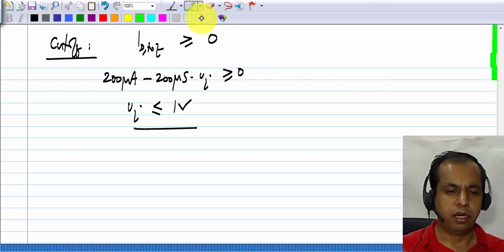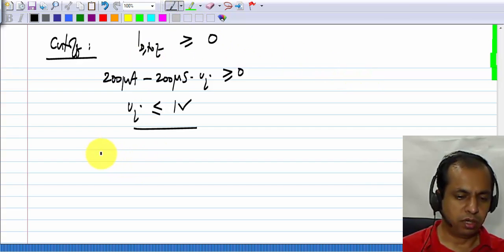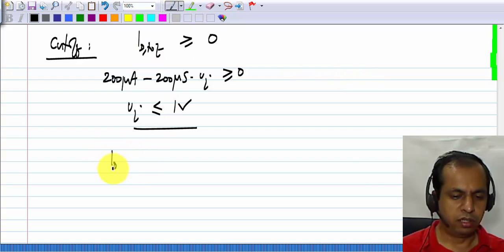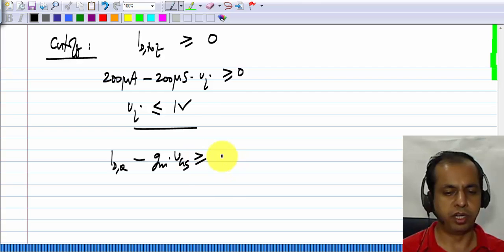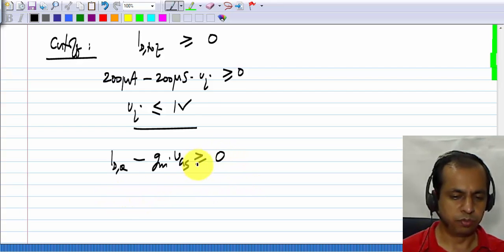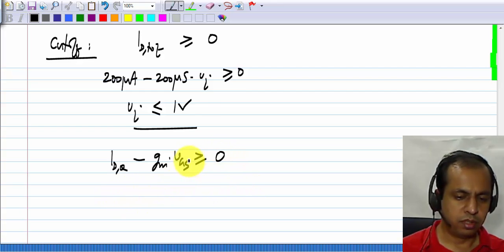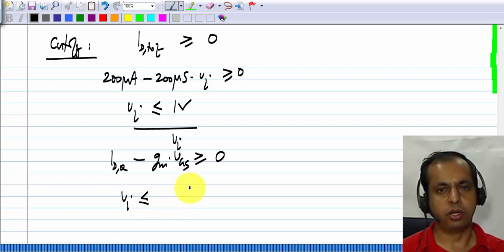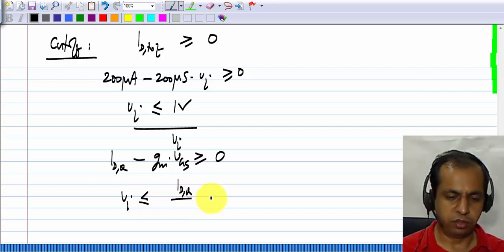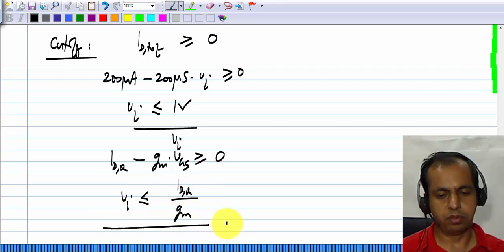Okay. And in general terms, the total drain current would be the quiescent drain current minus GM times VGS, and this has to be greater than or equal to 0. So, and in our case VGS equals Vi, so this is GM times Vi. So Vi has to be less than or equal to IDQ divided by GM. Okay.